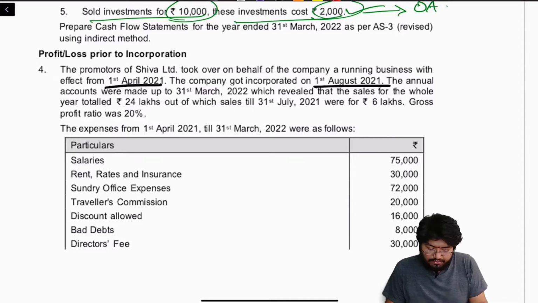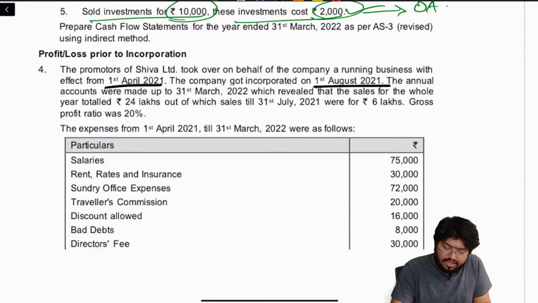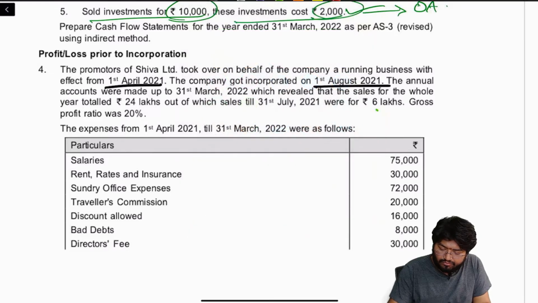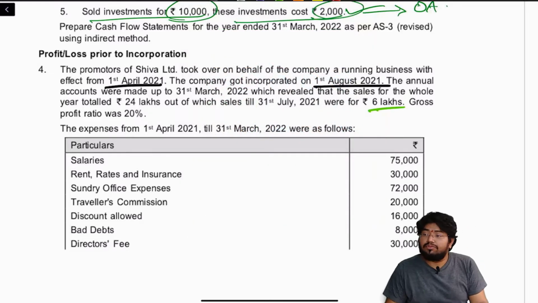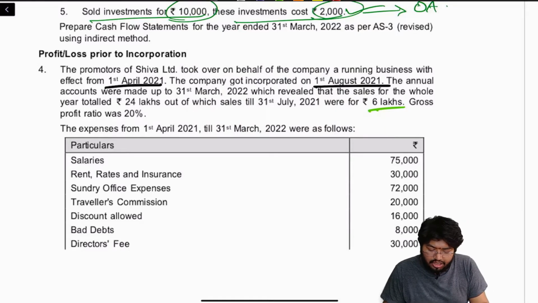Good. Now, he says sales were 24 lakhs. Correct? And he says profit is 20%. So, though sales are 24 lakhs, he says the sales till July 31 were 6 lakh rupees. So, does this have any impact or not? Yes, this is pre-incorporation sales, okay? And then post-incorporation sales would be considered as 18 lakhs, okay?